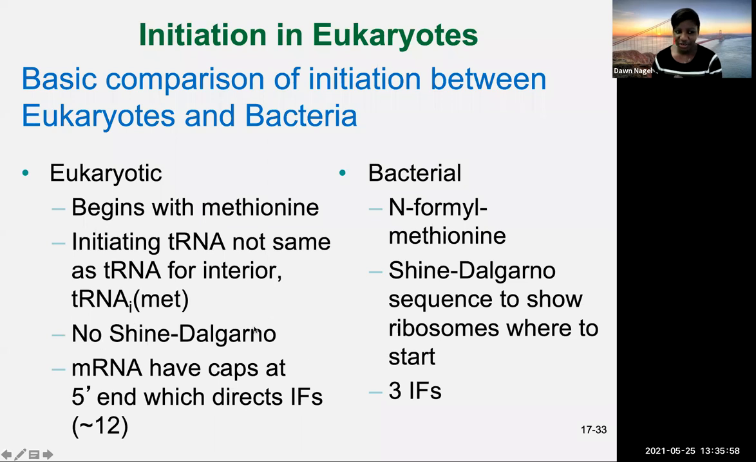There's no Shine-Dalgarno sequence, as you would find in bacteria. But what helps with the start of translation is the 5' capping. Remember, we talked about the 5' capping and poly A tail, where we said it helps with translation, in addition to protecting the mRNA from being degraded. The 5' cap is absolutely important for translation of many eukaryotic genes.